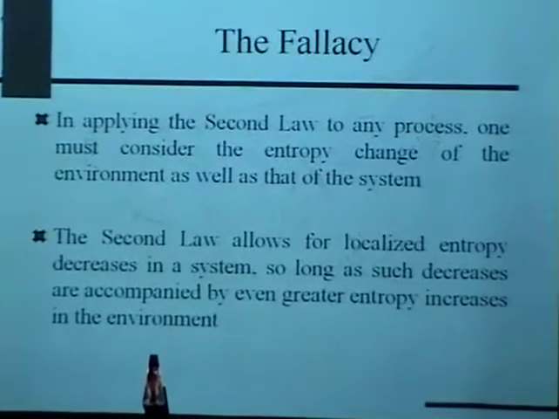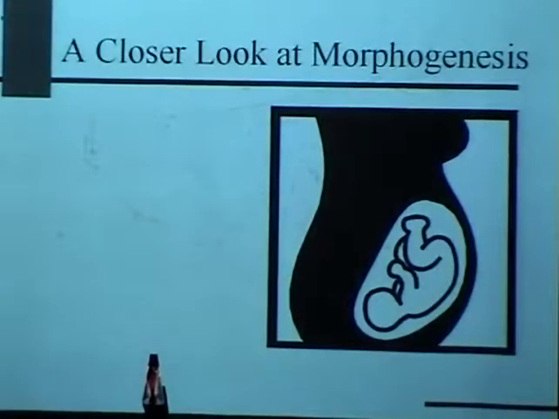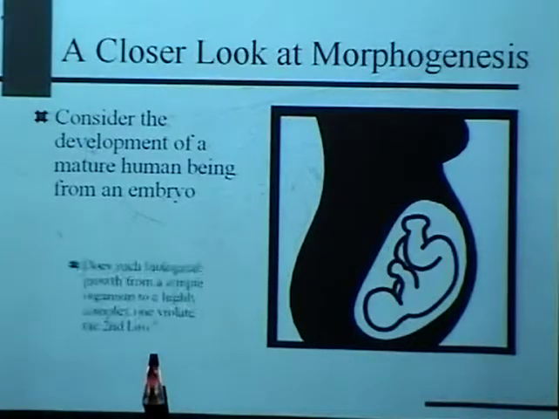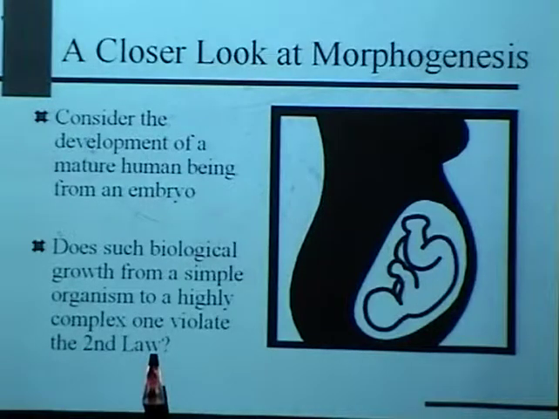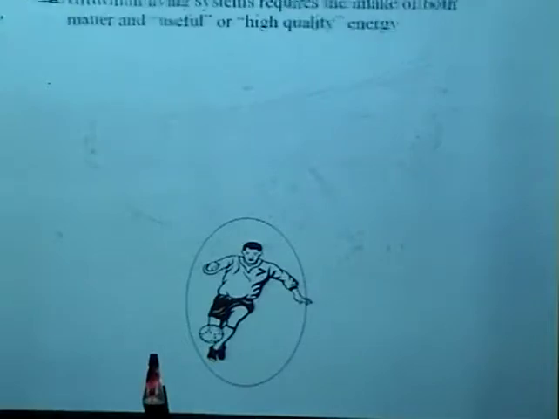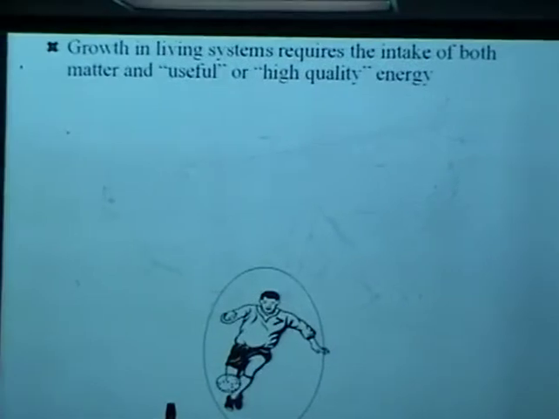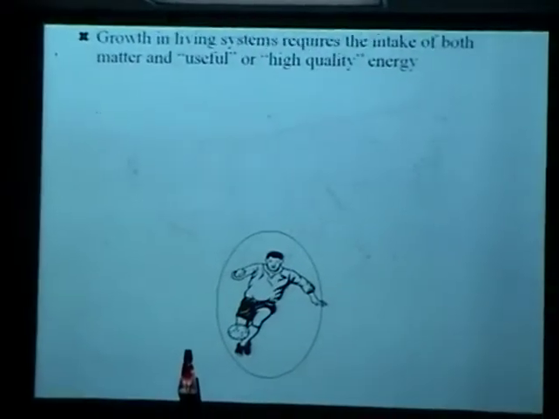So let's take a closer look at this example of morphogenesis. We're looking at the development of a mature human being from a simpler embryo, and we're asking the question, does biological growth from a simple organism to a highly complex one violate the second law? So if we consider our system to be a human being at various stages, or any other organism for that matter, I said earlier that organisms are open systems.